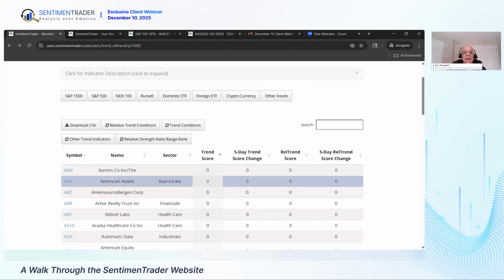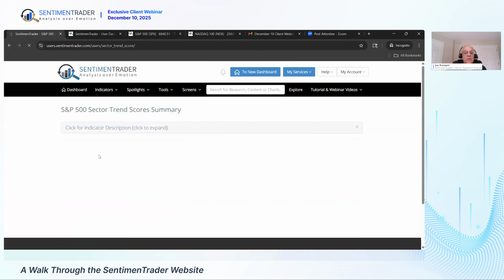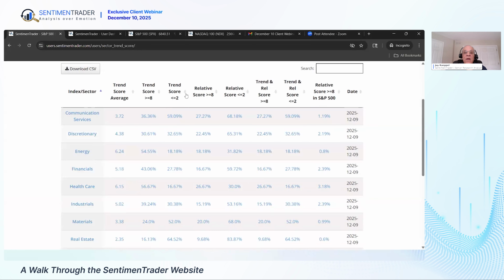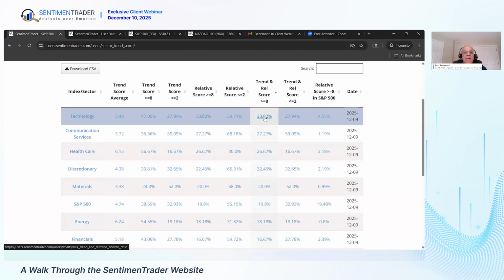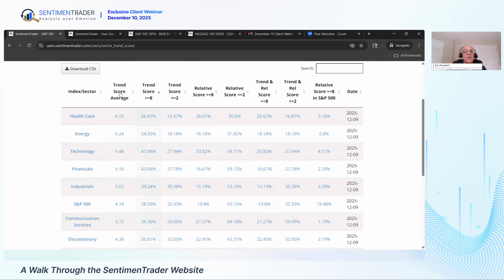The other way to use this is to look at these sectors themselves. There's a lot of information here. You can look at the percentage of stocks in a given industry or sector that have a trend and relative trend score. The highest one right now is technology. Okay, if we just look at trend score, the highest one is healthcare. And then this trend score average looks at every stock in that index that's in ticker XLV, the healthcare sector, and says on a scale of 0 to 10, what's the average trend score?